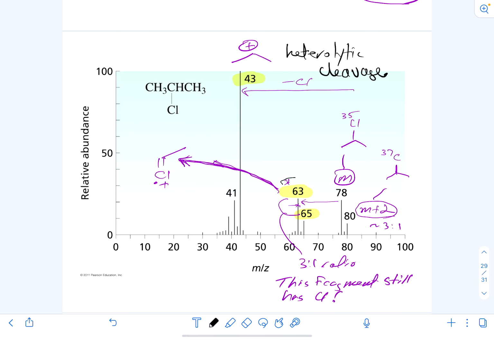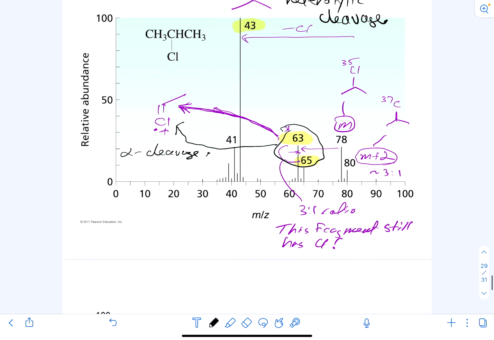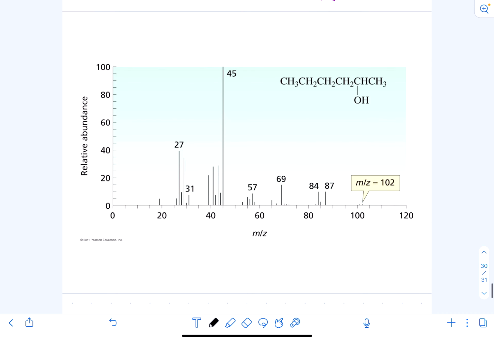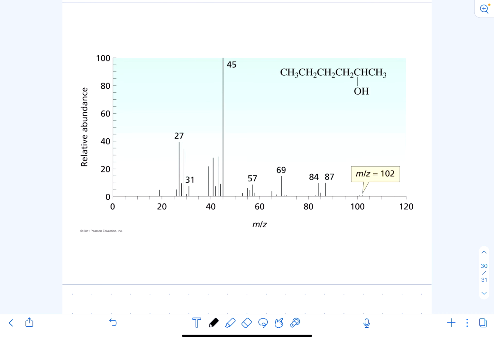And then these two peaks here corresponding to this structure, that is the alpha cleavage. Okay, so just about any molecule that has a heteroatom will have these types of cleavage fragments that are available to see. Let's take one more look at another molecule. So here's an alcohol that will also have similar fragments like this.